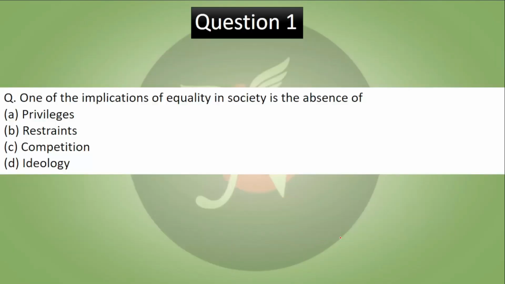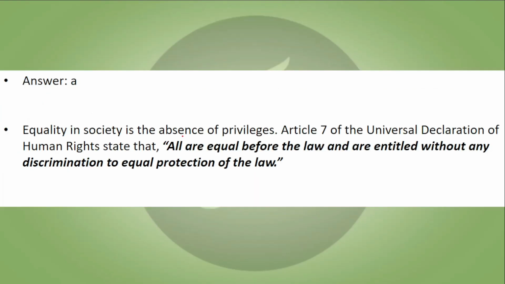One of the implications of equality in the society is the absence of privileges, restraint, competition or ideology. Pause the video, try to answer. Now let's see the answer. Your correct answer to this is A. It's privilege. Equality in a society is the absence of privileges for anyone, and Article 7 of the Universal Declaration of Human Rights states that all are equal before the law and are entitled without any discrimination to equal protection of law.